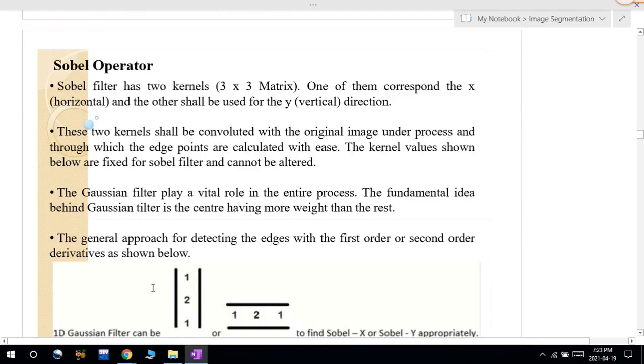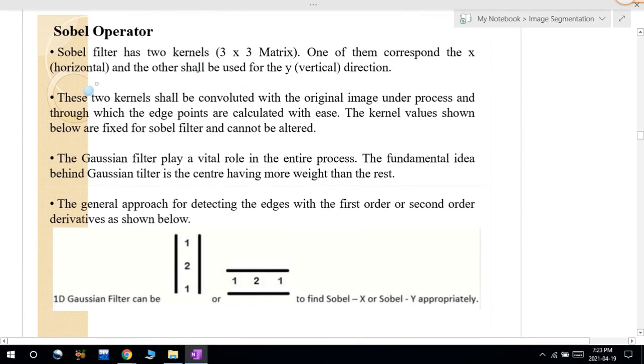Once the magnitude is found, I will show how the Sobel operator is calculated. The Sobel filter has two kernels, because I am using both the x direction and the y direction. One of them is in the x direction and the other is in the y direction. These two kernels are convolved with the image. Whatever the kernels are, mask or filter, I can call them any way. Sobel x, that is your gx, and Sobel y, that is your gy, are convolved with the original image, and after convolving with the original image, I will find the adjusted points.